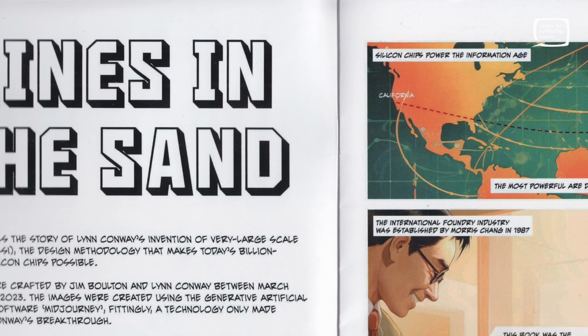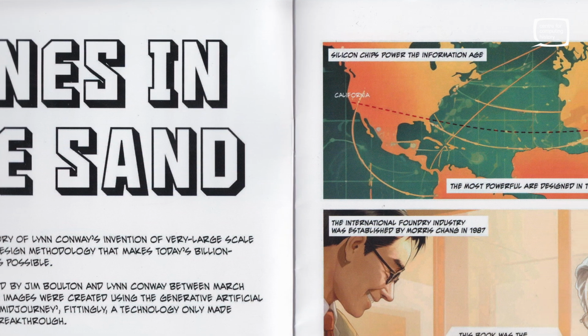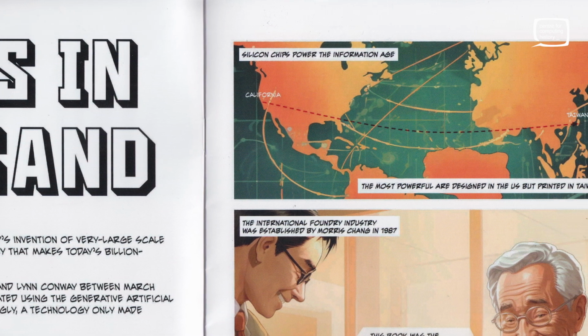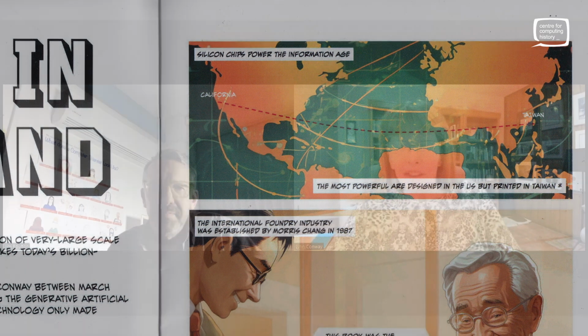If you were to take a look at the opening page of the comic, you would see some familiar things that people talk about. First frame: silicon chips, pioneer of the information age. Well, what's a silicon chip? What's the information age? You can say those words and it sounds like everybody understands it. I'm not sure people do. The most powerful silicon chips are designed in the US. People could argue about that, but many of them are. Think of the stuff Apple's creating. But they're printed in Taiwan.